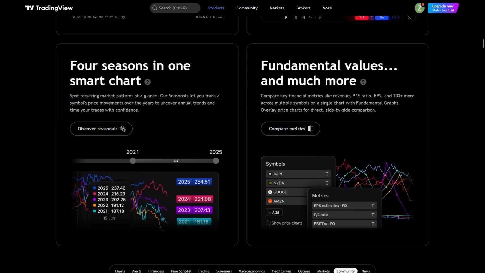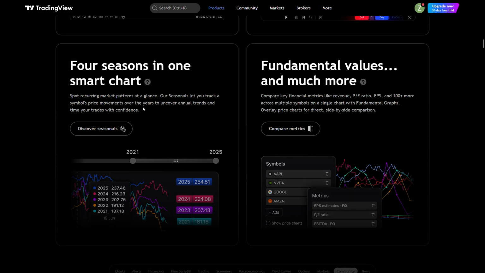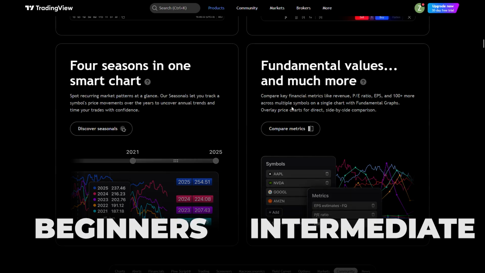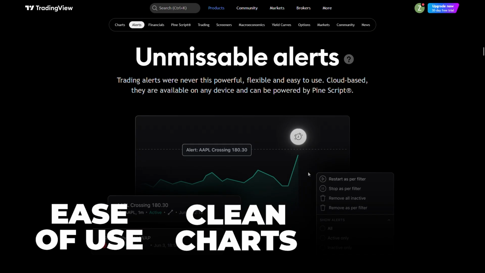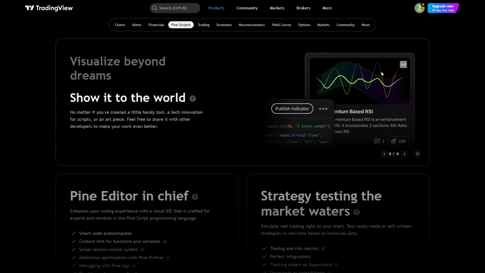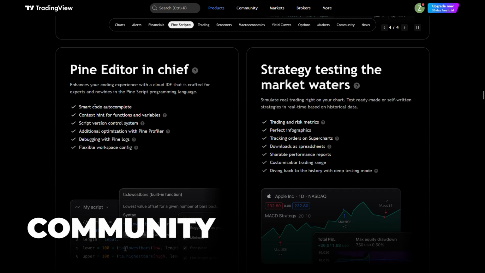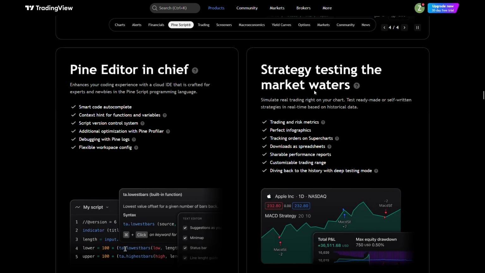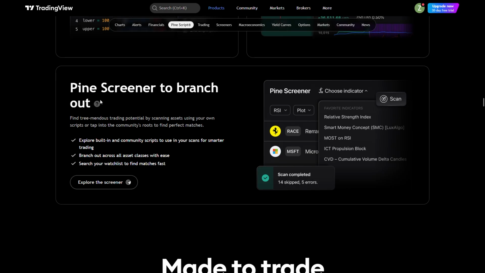TradingView, on the other hand, is created for a much broader audience, from beginners to intermediate traders who value ease of use, clean charts, and social insights. Its standout strength is its community and visual tools, allowing users to share ideas, follow other traders, and quickly analyze markets without technical barriers. This appeals to beginners, chart-focused traders, and people who want a collaborative trading environment.